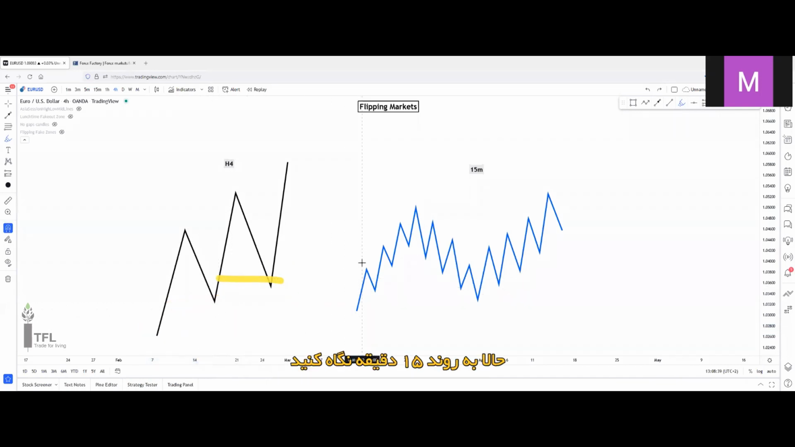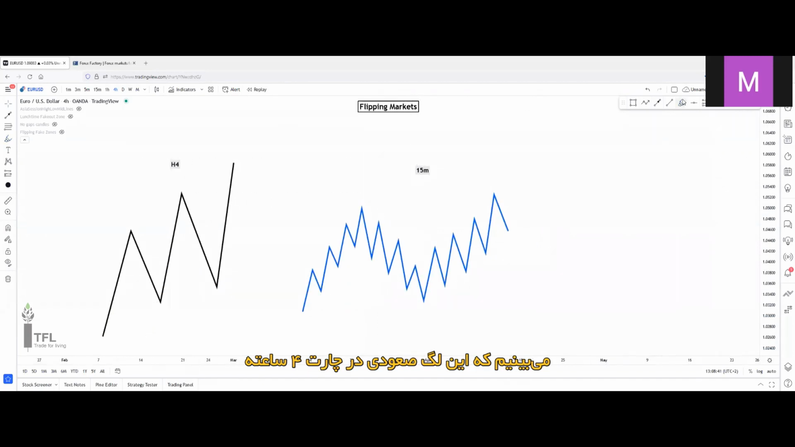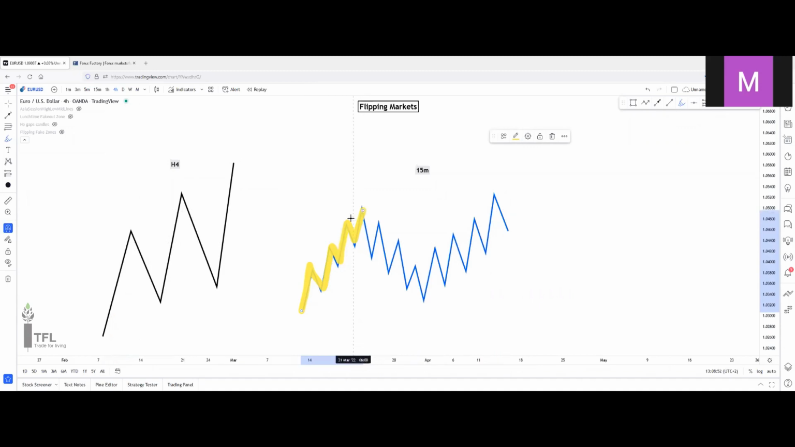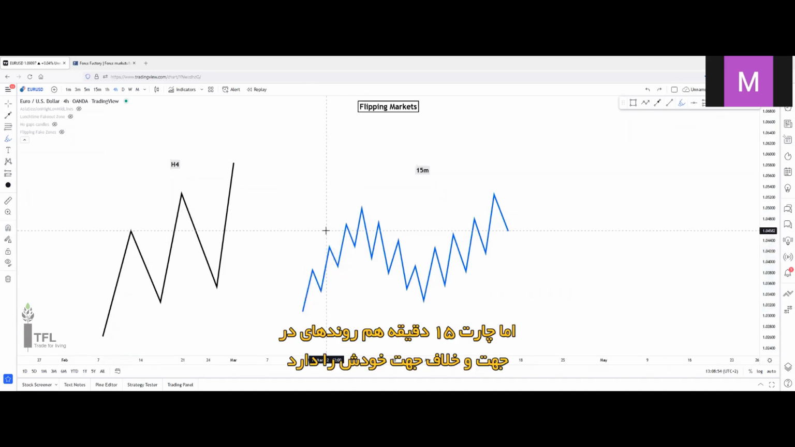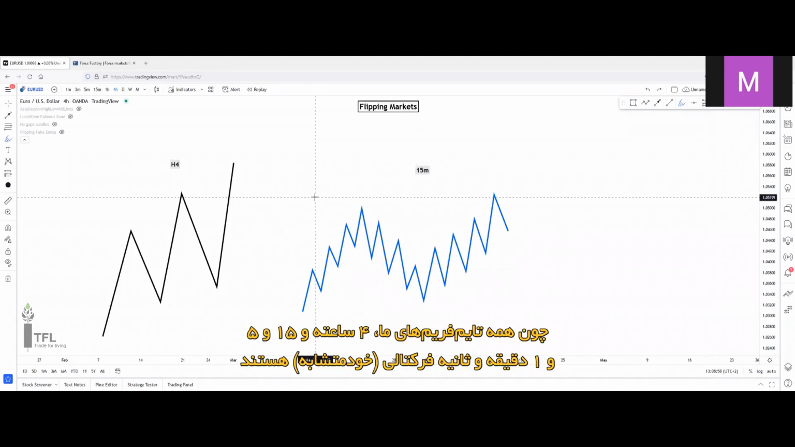Just take a look at the 15-minute trend. We can see that this upside leg of the 4-hour chart is bullish on the 15-minute too, right? So this is the main trend on the 4-hour chart, and this is bullish on the 15-minute too. But the 15-minute chart has its own main and counter trend too, because all of these time frames, the 4-hour chart, the 15-minute, 1-minute, and seconds, are fractal.